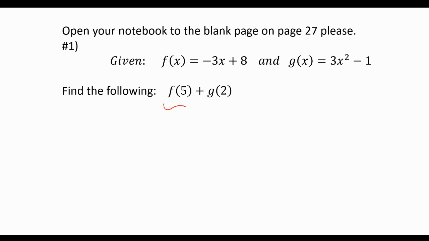So what you do is you read through here. It says to find the function f at 5 and add it to the function g at 2. So for the first part, for the f function, we're going to write down the actual function. So we're looking here, and this is what we're going to write down. So negative 3x plus 8. We're going to add that, because of this plus sign, to the g function. So here's the g function. So we're going to write this down.